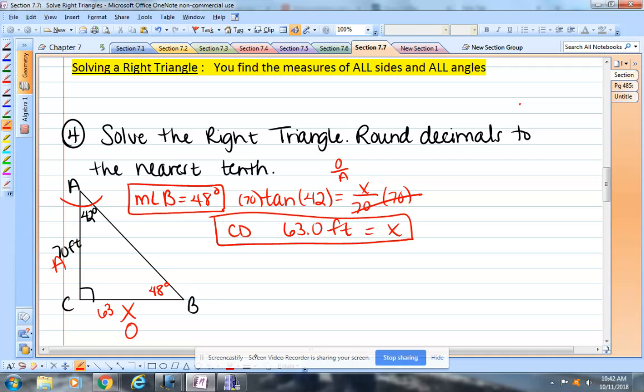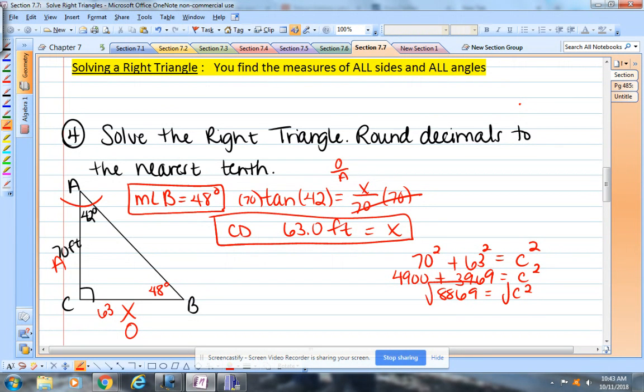If I know two angles, I can find the third one by subtracting from 180. If I know two sides, I can find the third one from Pythagorean theorem. So that's the easier way, in my opinion. So I will say 70 squared plus 63 squared equals c squared, since I'm looking for the hypotenuse. So what is 70 squared? 4,900. Plus what's 63 squared? 3,969 equals c squared. And then I add those. 8,869 equals c squared.